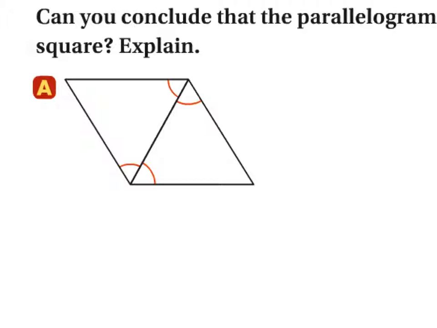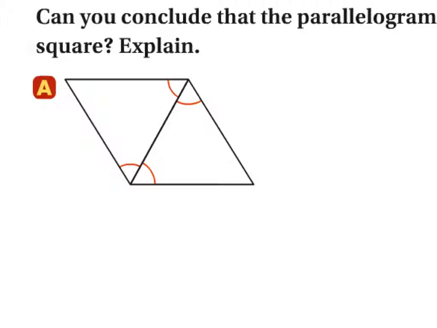So, looking at example A. In example A, they're telling us that we have a parallelogram. That's in the instructions. So we know this is a parallelogram, and we want to know, is this parallelogram a rectangle? Is it a rhombus? Or is it a square? We want to be as specific as possible. So looking at this parallelogram, what is a key feature they're showing us here? The diagonal. What about the diagonal? It's an angle bisector. The diagonal is an angle bisector.